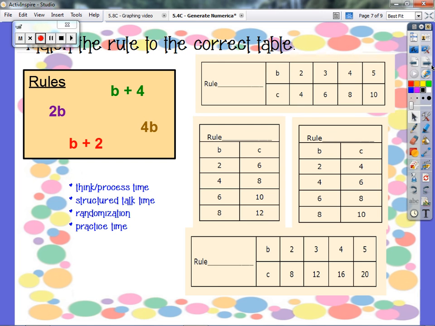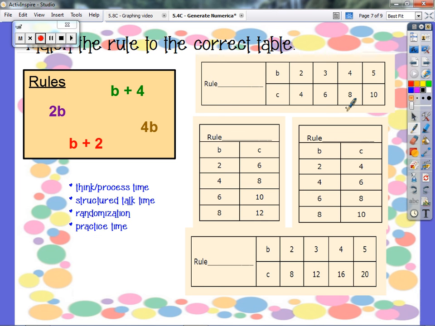Now I'm going to give you guys a little bit more time here. I'm going to give you some practice here. Now what I'm going to have you do is I'm going to challenge you. This time I'm providing the tables for you. If you look, you have the input-output tables here in front of you. You have 4 different tables.